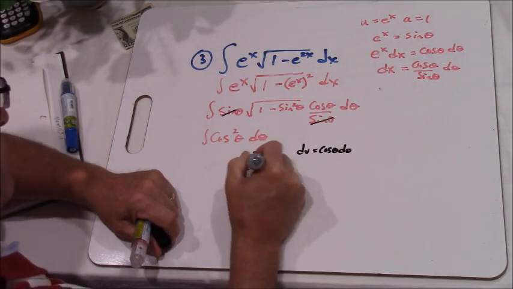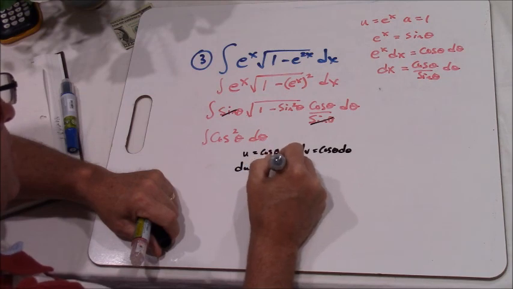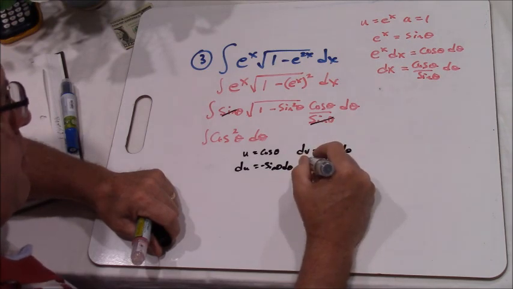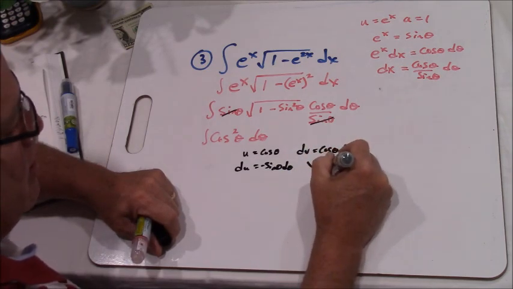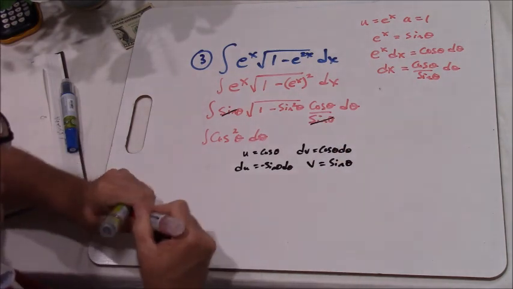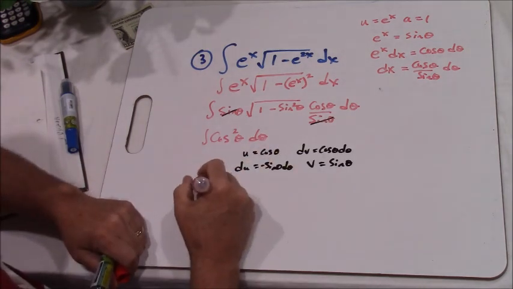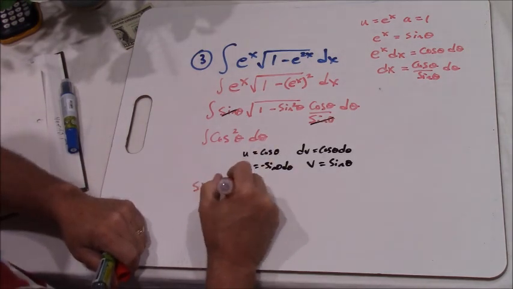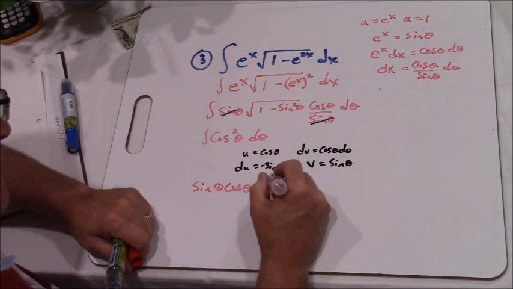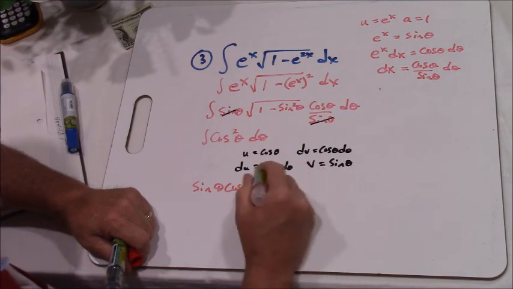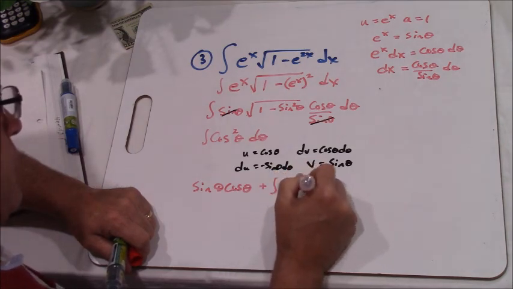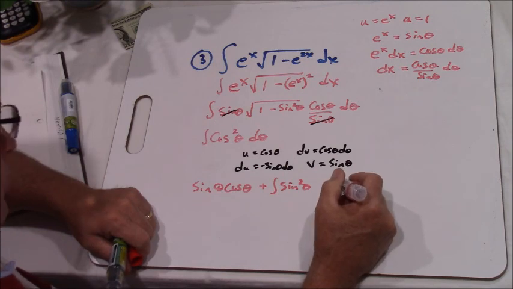So take the derivative of this, and I get a negative sine theta times the derivative of the angle, which is 1, since I just took the derivative of theta. Here when I integrate, I get v equals a sine theta. So I want u times v, so that would be sine theta cosine theta minus the integral of v du. When I multiply these I get a negative sine squared theta d theta.